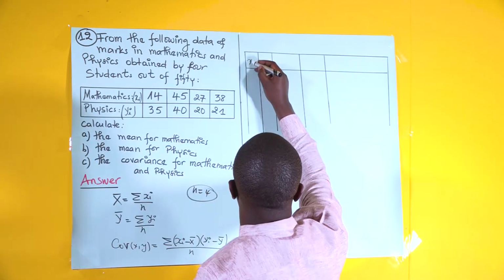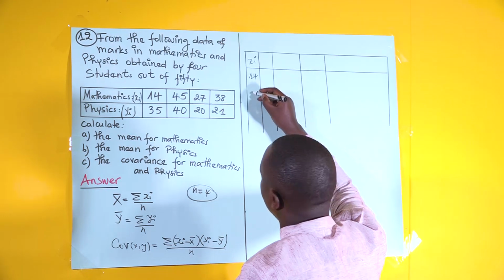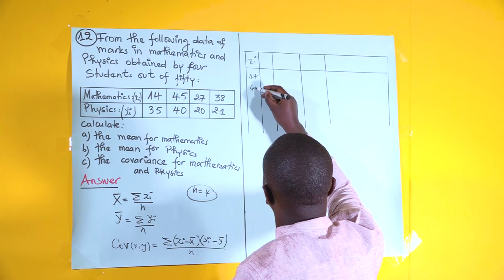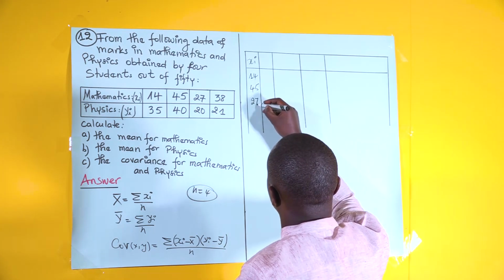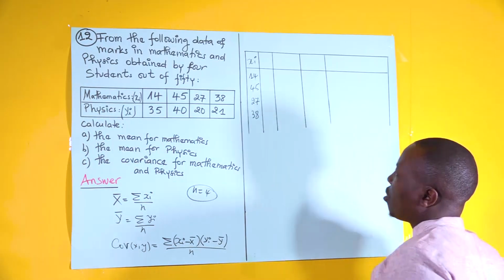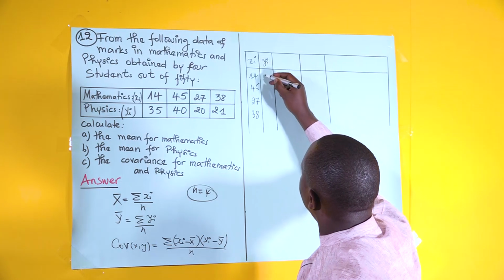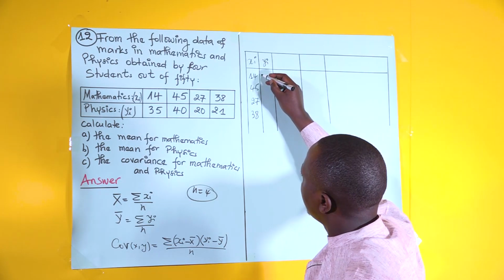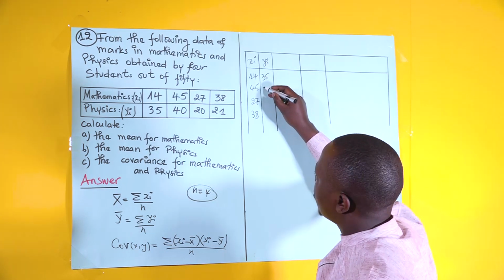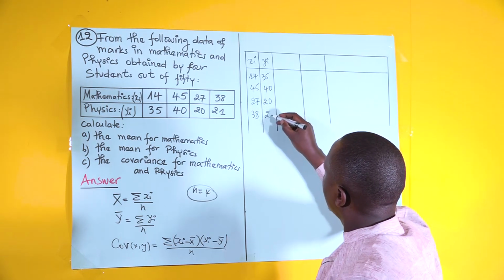Let's take xi here, and the values of xi we have 14, 45, 27, and 38. For yi we have 35, 40, 20, and 21.